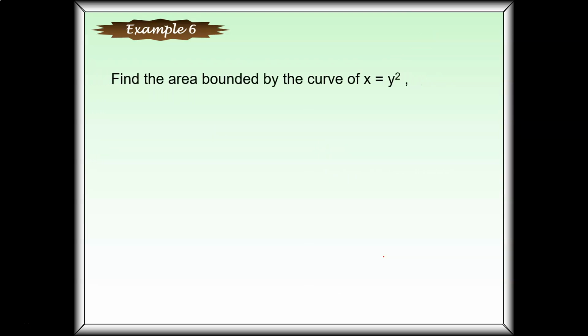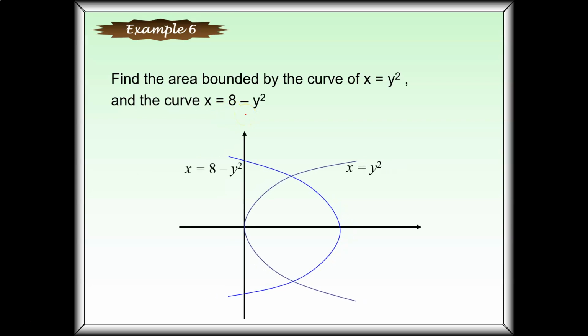Let's see a few examples. Find the area bounded by the curve of x equal to y square and the curve x equal to 8 minus y square. Oh, you have two curves. The first curve and the second curve. Okay. Dia ada dua curve.